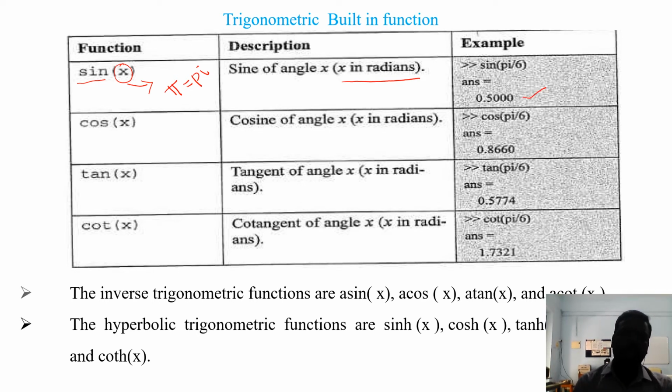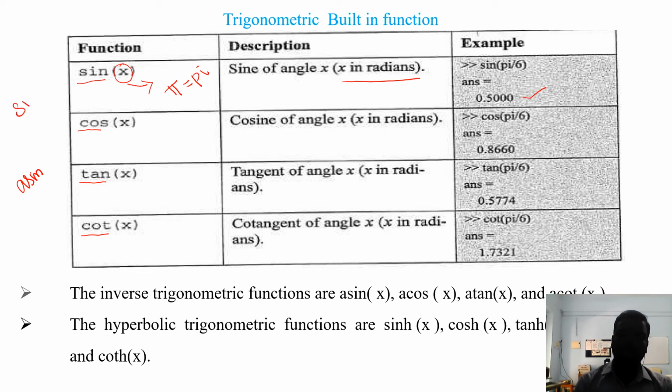Similarly, the cosine value we can write as cos of x, the tangent value as tan of x, and the cotangent value as cot of x. Also, for the inverse trigonometric functions, we use a as the first letter, and the remaining part is the usual trigonometric name.